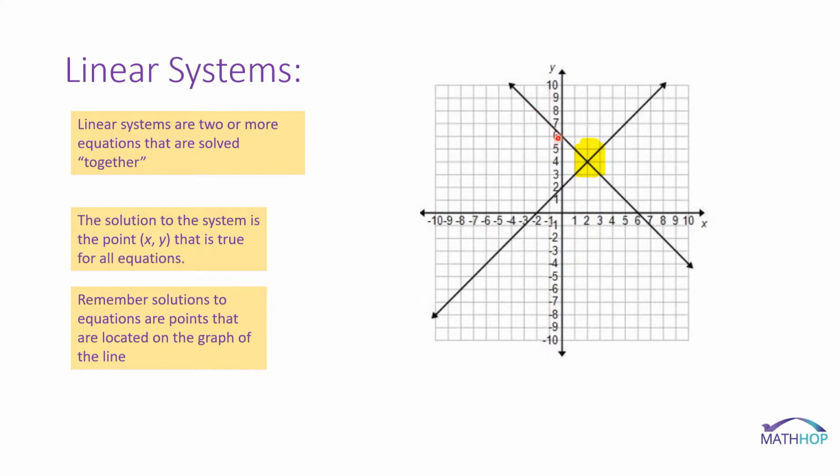So right here, the linear system that is graphed here, the solution would clearly be (2, 4). That is the only point that works for both of those equations. The only point that works will be the point where they intersect.